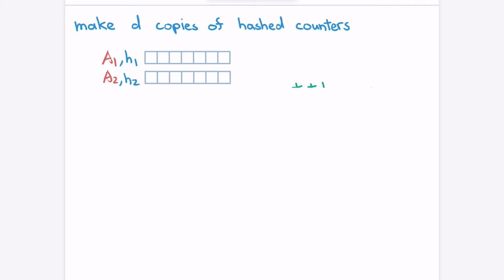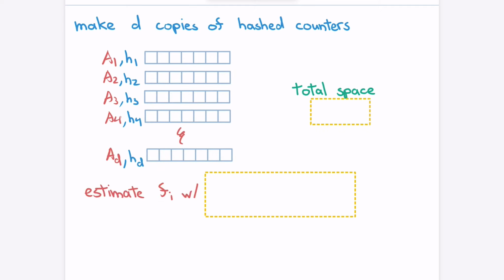So we'll make D copies of this. Each of these has its own hash function, running the same experiment. The total space of this new data structure is going to increase by a factor of D. Originally I need W counters, now I need W times D. I chose D for depth, but whatever. Now, if you have all of these estimates, and I want to look up a particular element i's frequency, and I have all these tables built up, what should I do?